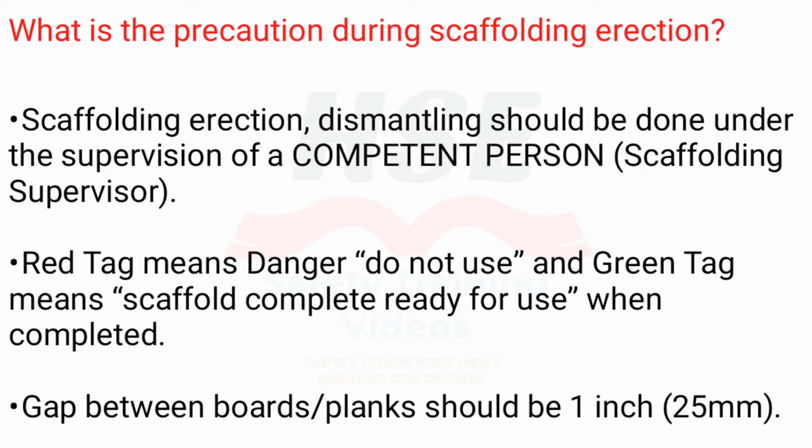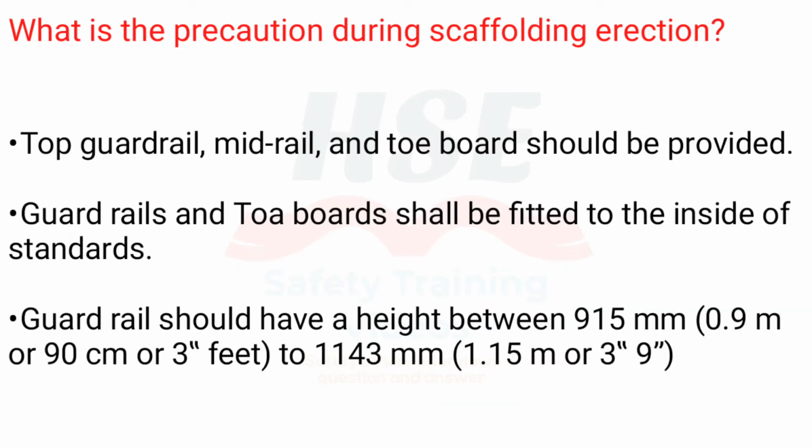Scaffolding erection and dismantling should be done under the supervision of a competent person, the scaffolding supervisor. Red tag means danger, do not use, and green tag means scaffold complete, ready for use when completed. Gap between boards and planks should be 1 inch, 25 mm. Top guard rail, mid-rail, and toe boards should be provided. Guard rails and toe boards shall be fitted to the inside of standards.